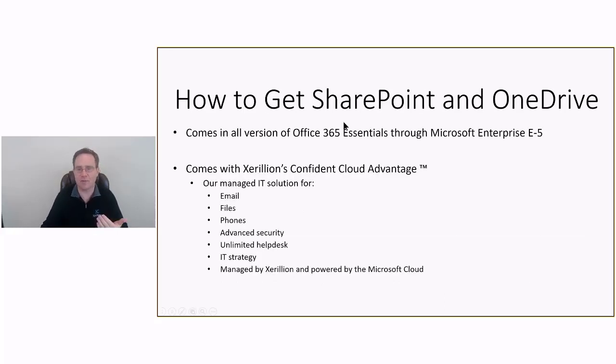And then how to get SharePoint and OneDrive. It comes with all versions of Office 365 through Essentials all the way through Microsoft Enterprise E5, which is the top version. That's the version we use. And it comes with Xerillion's Confident Cloud Advantage. And that's our managed IT solution for email, files, phones, advanced security, unlimited help desk, IT strategy, and it's managed by Xerillion and powered by the Microsoft Cloud.